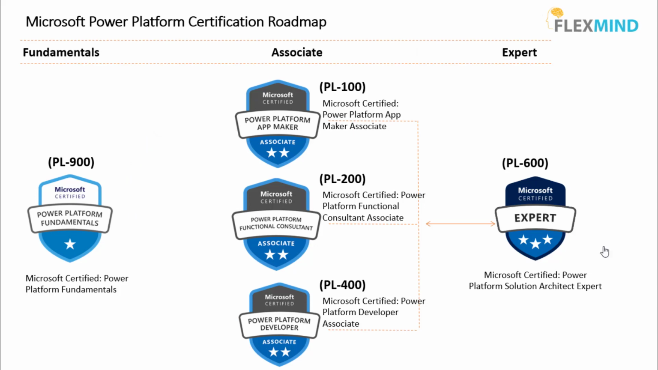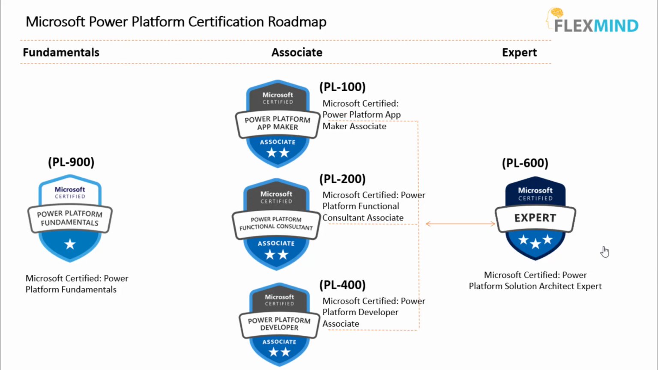There are 5 certifications currently available under Microsoft Power Platform. Each of these certifications is targeted for a different audience. So here you can see on this screen that there are 3 levels of expertise that you can target based on your technical background. The first one is Microsoft Certified Power Platform Fundamentals. That includes one certification, that is PL 900.